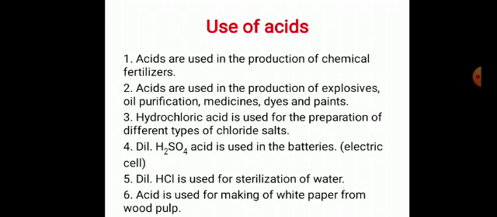Dilute sulfuric acid is used in batteries. Sulfuric acid is also used in manufacturing of chemical fertilizers like ammonium sulfate. It is also used for cleaning gold and silver articles and it is also used in car batteries. Dilute hydrochloric acid is used for sterilization of water. Acid is used for making white paper from wood pulp.